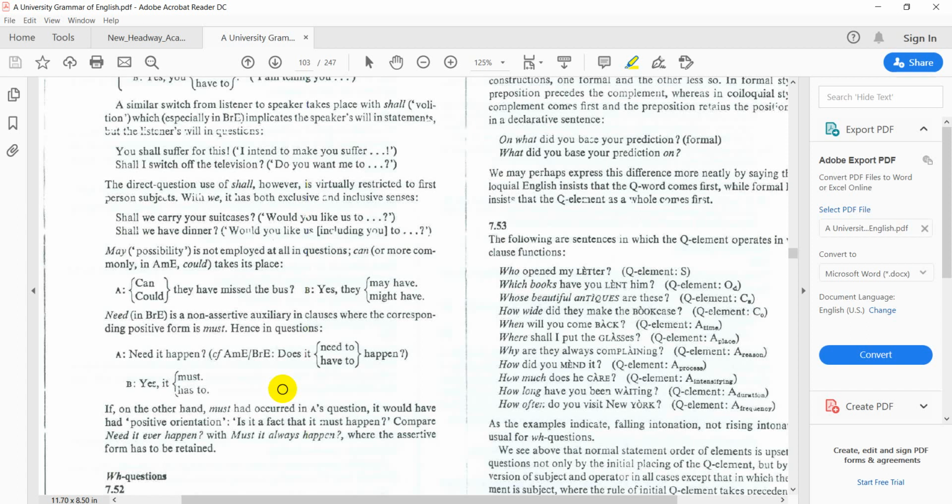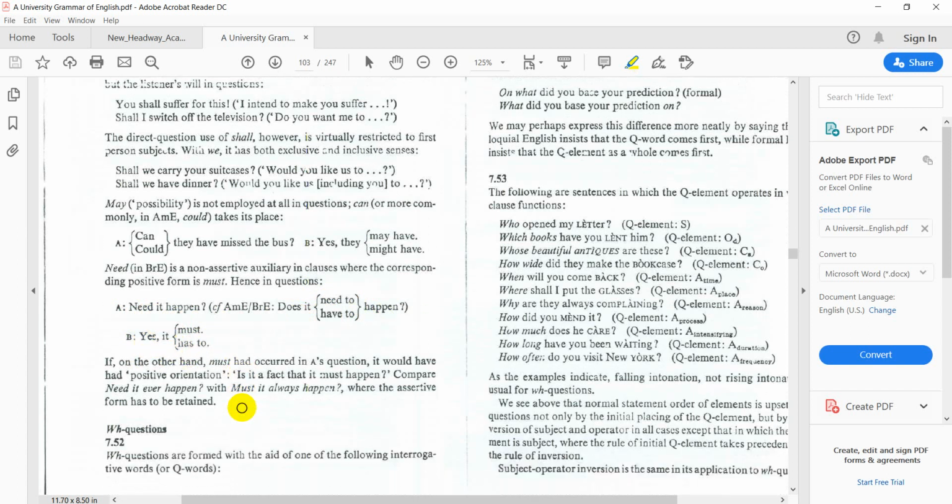In American English or British English, if it comes as a lexical form, then if I want to ask, I have to bring the verb to do. If it is a lexical form: does it need to happen? Does it have to happen? Here need is a lexical form. It is not an auxiliary modal. If it is an auxiliary modal, we ask by it. So the answer will be yes, it must. Yes, it has to.